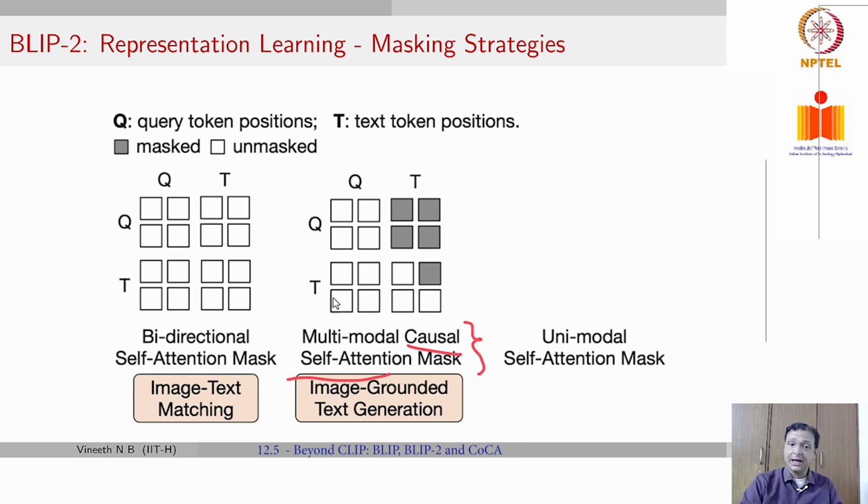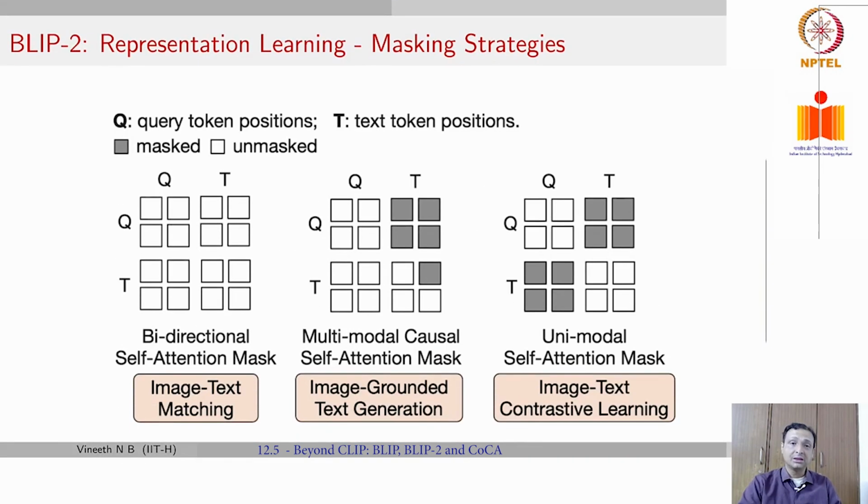The text can also see all the image tokens, but the text can only see the previous text tokens and not the later ones. The later ones are masked because, as we said, similarly for BLIP, they use causal self-attention to be able to generate text in an autoregressive manner by looking only at text tokens that have been seen so far. That's what is used here.